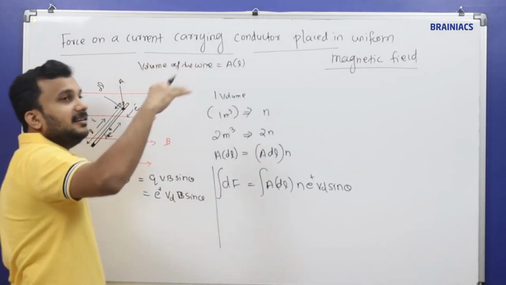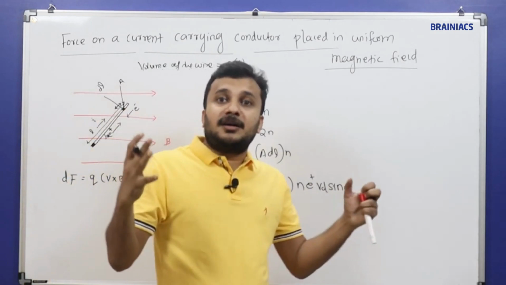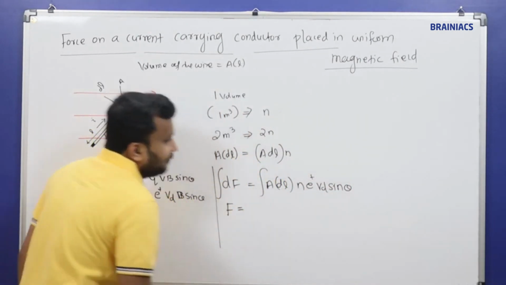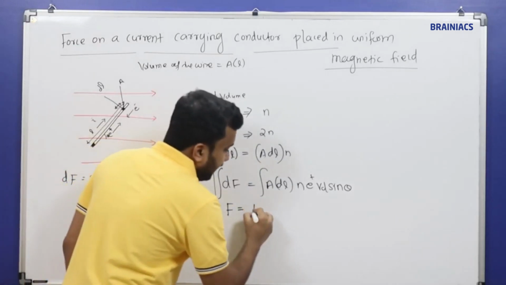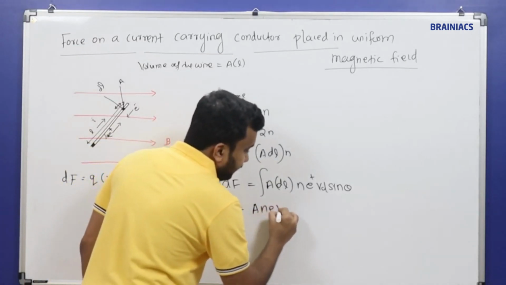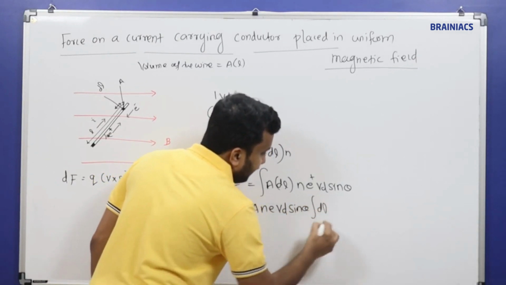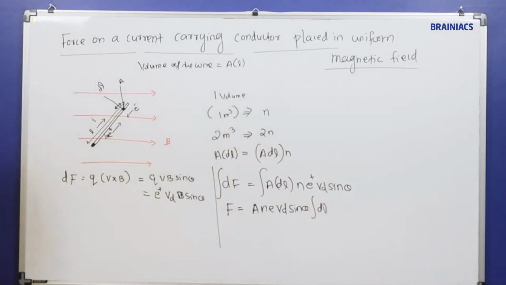The full current is the contribution of a large number of electrons. So this means force F is given by n e v_d sin theta integral dl. Integral dl is what is called L.